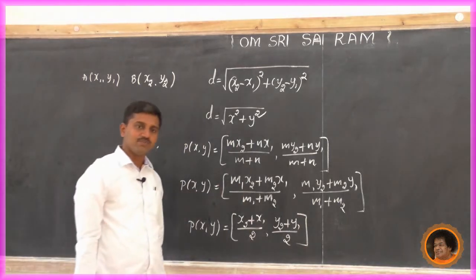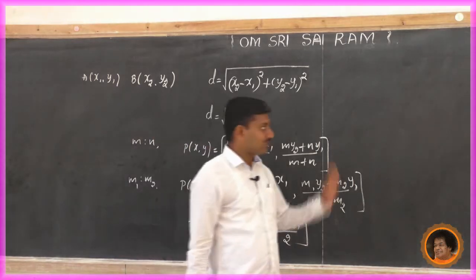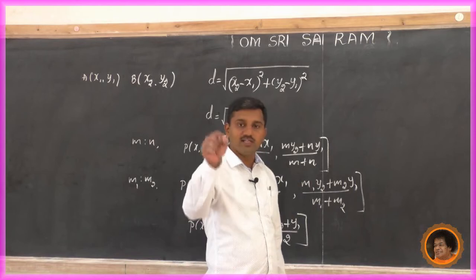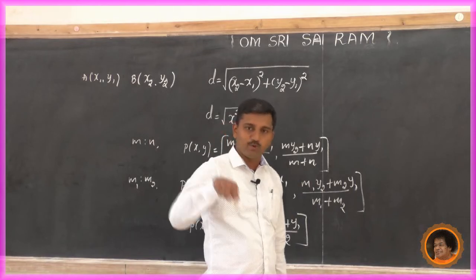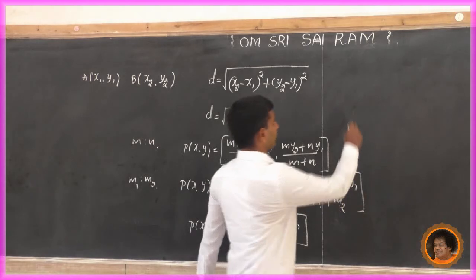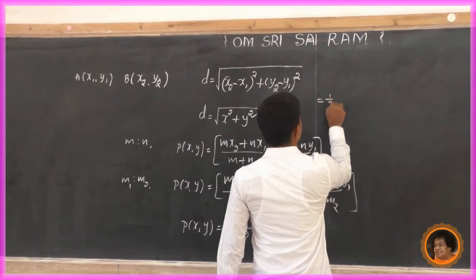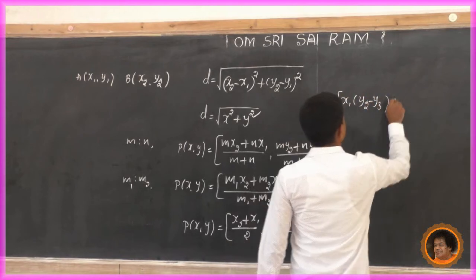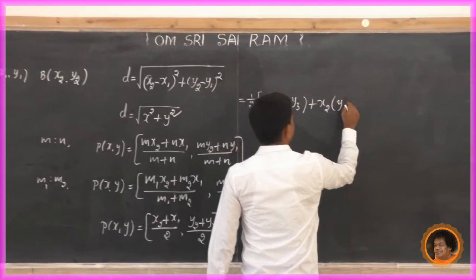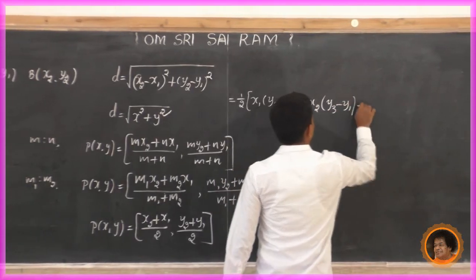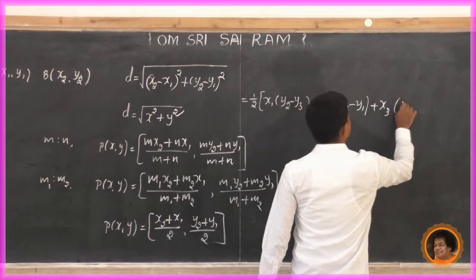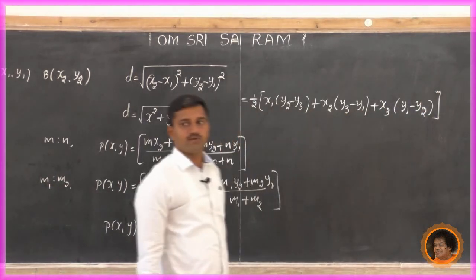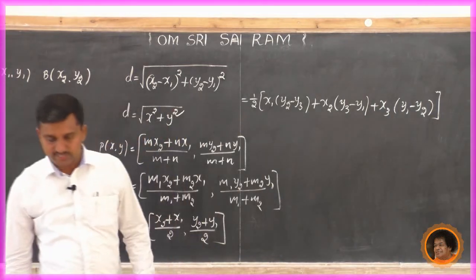And the last one is, if the three coordinate points x1 y1, x2 y2 and x3 y3 are three points on the Cartesian system, while joining these points, we will get a triangle. So what is the area of the triangle? Area of the triangle equals half into x1 into y2 minus y3 plus x2 into y3 minus y1 plus x3 into y1 minus y2. By using this formula we can find the area of the triangle.